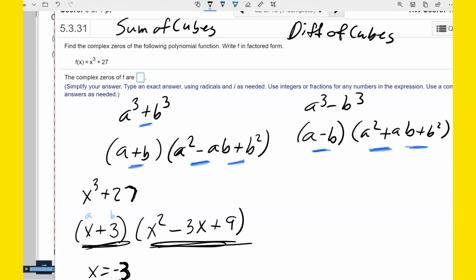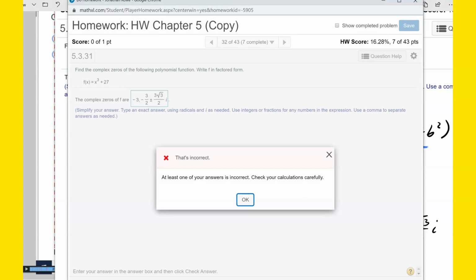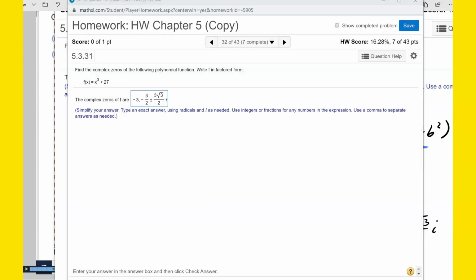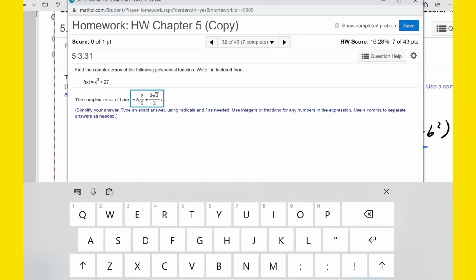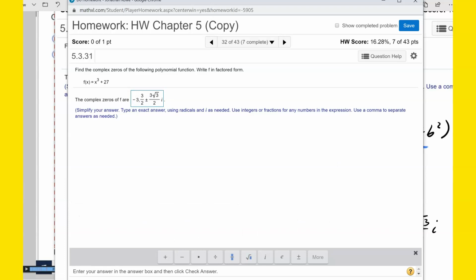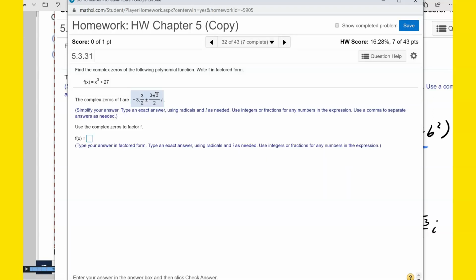I'm going to type the answer in and see what it requires to type in. All right, I typed it in the way that you see on the screen here. I'm going to check the answer. I think I wasn't supposed to have a negative in front of that 3/2. Let's check it now. That is correct. All right, so you can type it in like that.